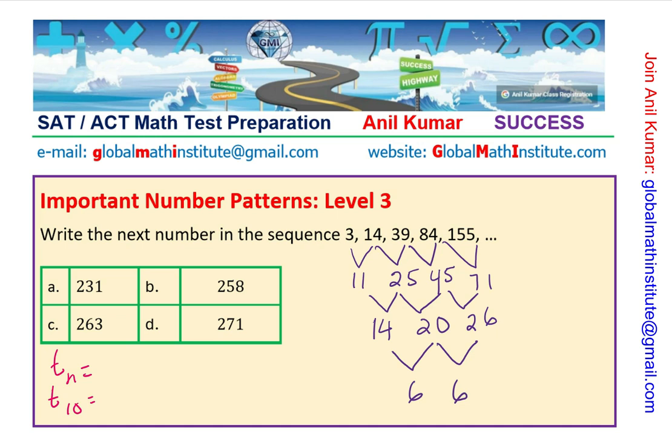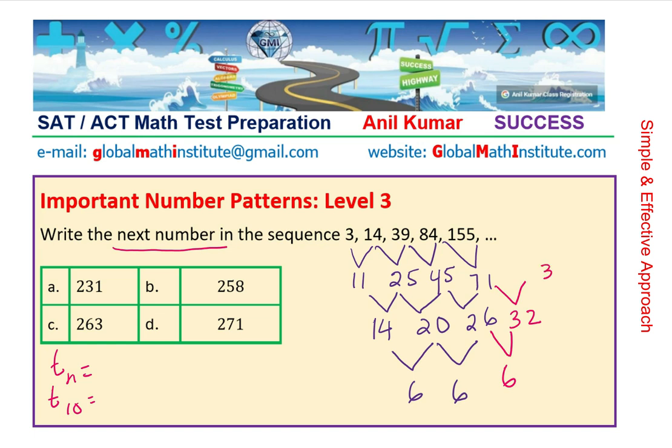But here, since we only want to find the next term, we can do the reverse calculation, right? Adding 6 will give us 32. Adding 32 to 71 will give us 103, and adding 103 to 155 will give us 258. And therefore, 258 becomes the solution for this particular question.